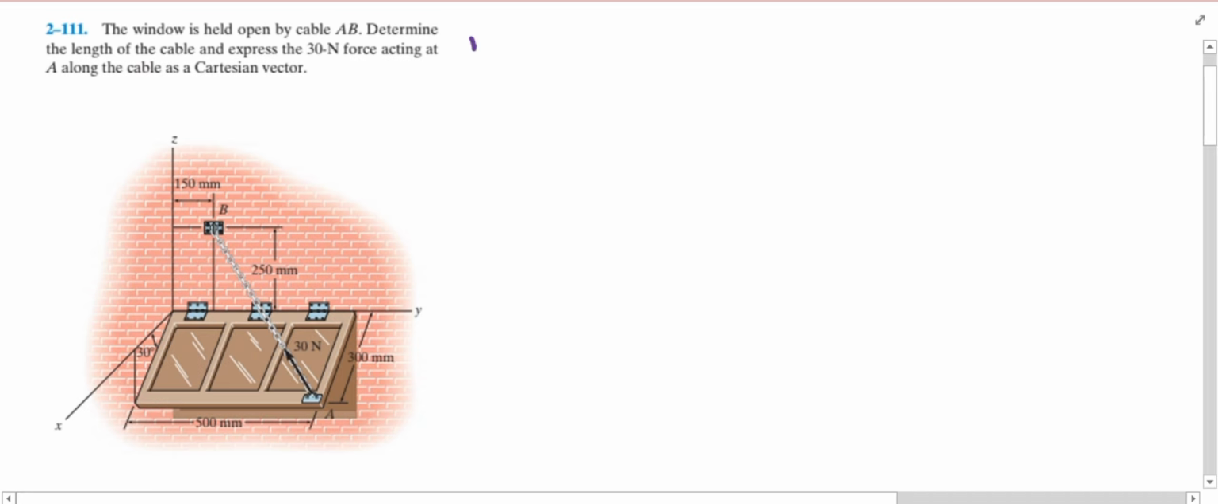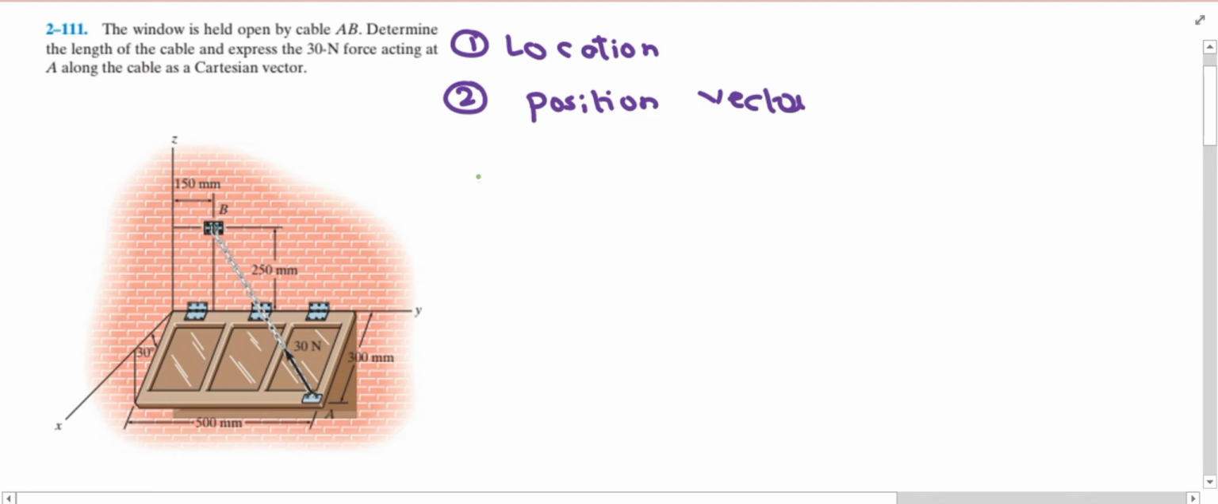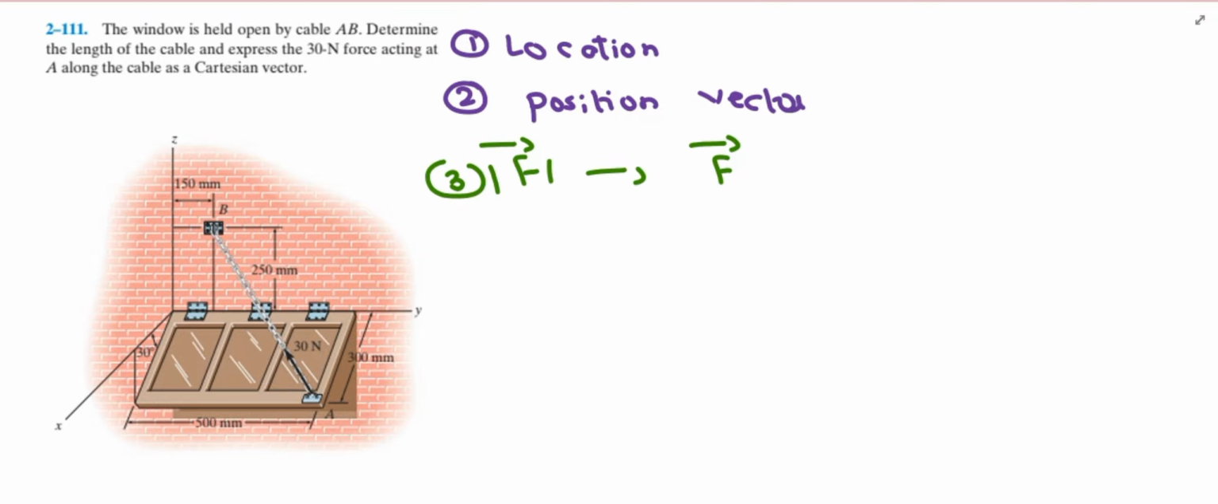That is, we are going to find out the location of every single point present in our diagram first. After that, we can find out the position vectors with the help of those locations which we already found out. And our last step is, with the help of those position vectors, we easily convert the magnitude form of force into the vectorial form, or you can say the Cartesian form. So without any delay, let's start this question.